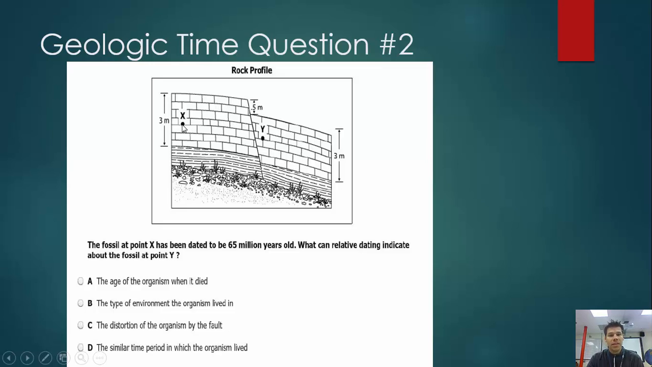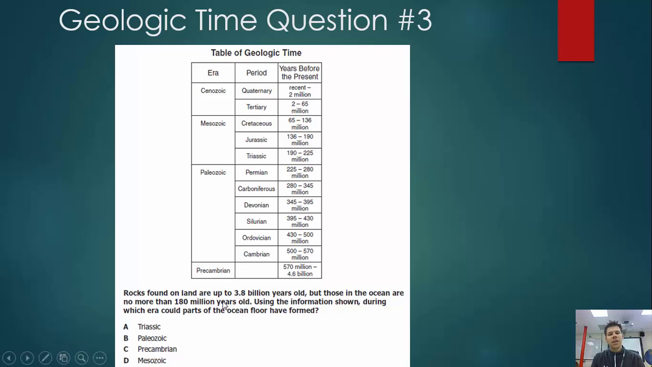You can tell that they lived at about the same time in history because they're found in the same layer of rock. Rocks found on land are up to 3.8 billion years old, but those in the ocean are no more than 180 million years old. Using the information, during which era could parts of the ocean floor have formed?